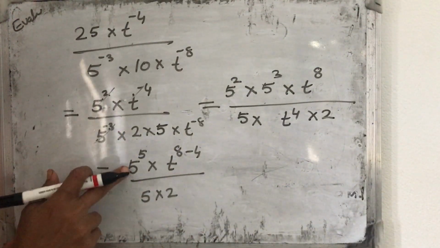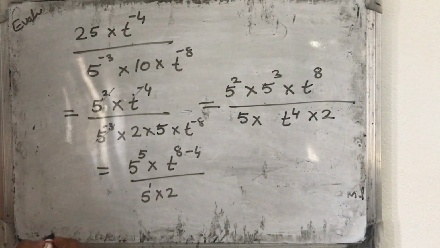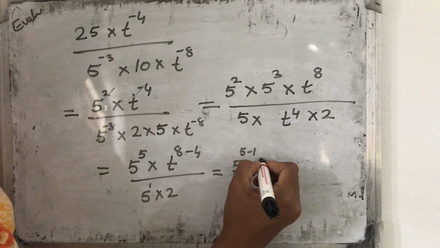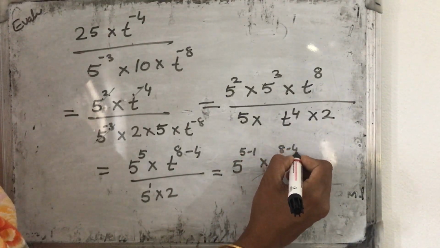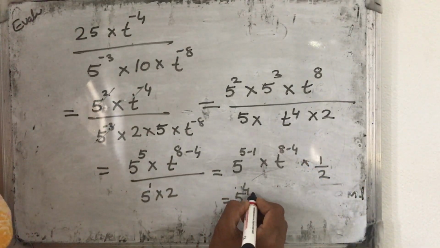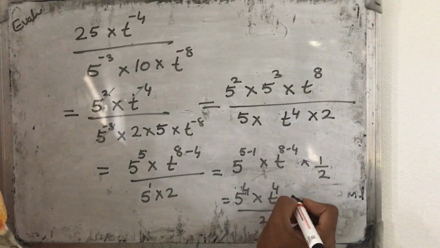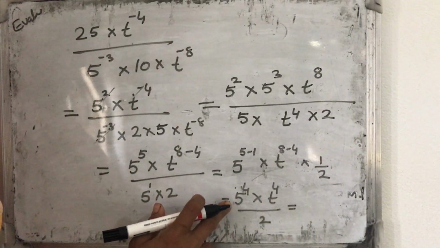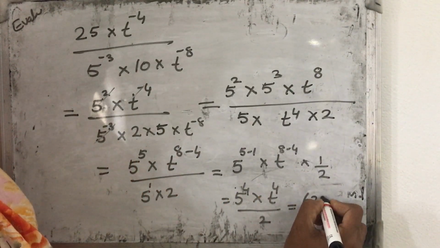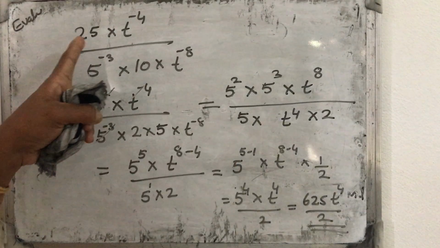Again using the laws of exponents, 5 raised to 5 divided by 5. Actually 5 means 5 raised to 1. So again we can use the laws: 5 raised to 5 minus 1 into 10 raised to 8 minus 4 into 1 by 2. So that's equal to 5 raised to 4 into 10 raised to 4 divided by 2. So 5 raised to 4 we know. 5 square we know is 25, so 5 raised to 4 will be 25 square, 625. So 625 into 10 raised to 4 divided by 2. This is the value of the given expression.